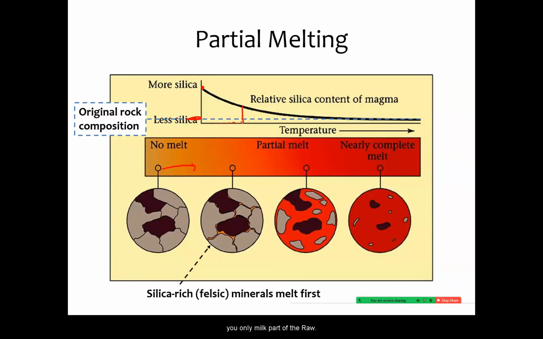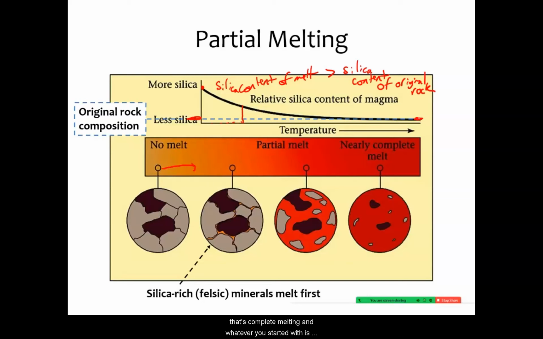But as long as you only melt part of the rock, the silica content of the melt is higher than the silica content of the original rock. This is partial melting at work. Now, if you melted the rock completely, that's not partial melting anymore, that's complete melting. And whatever you started with is the same as what your melted material is. So partial melting only works if you only melt part of a rock.